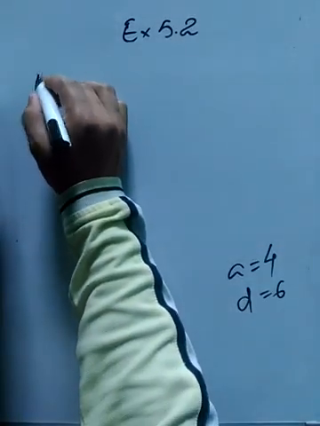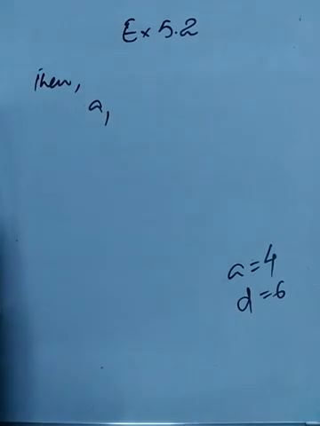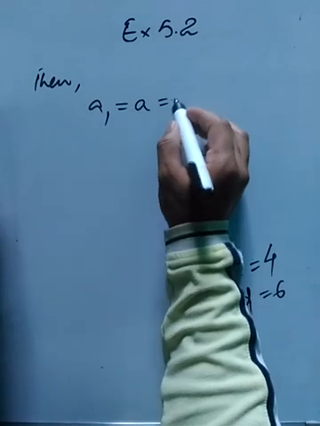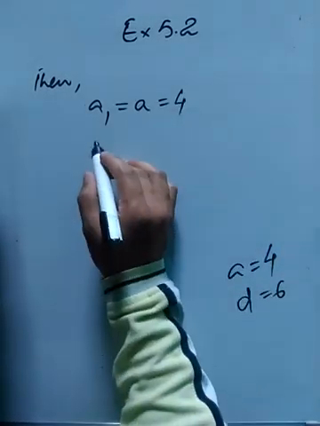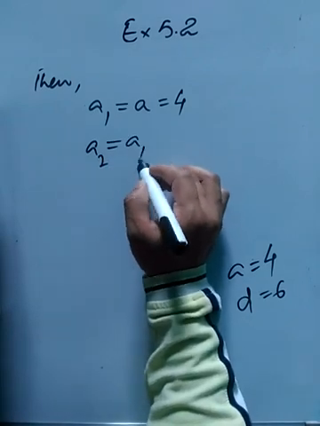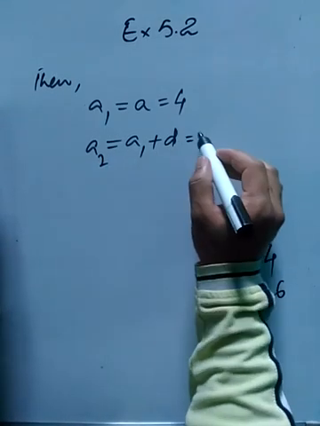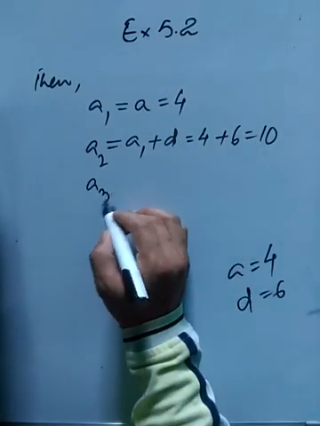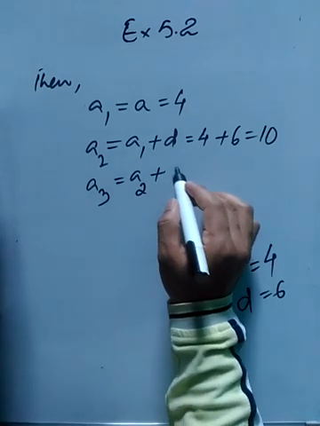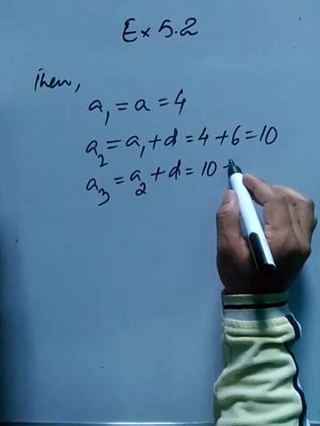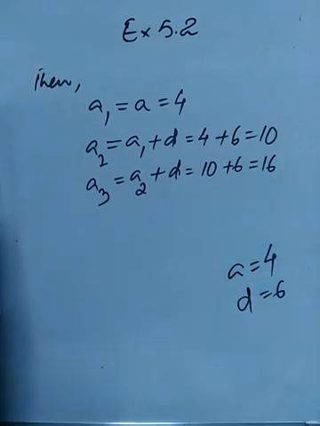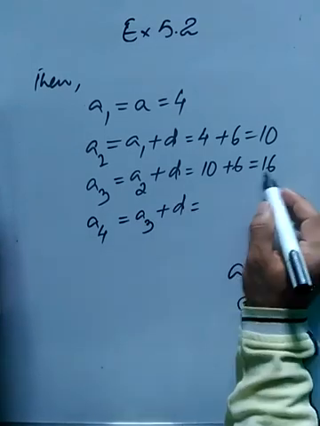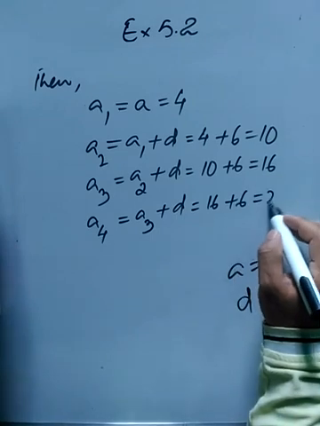Okay, so then a1 means the first term of the AP. A1, you can even write a as well, nothing wrong, but the value of a is 4. Next is a2. The second term means first term plus common difference. First term is 4, common difference is 6, so we get here 10. Next a3. Second term plus common difference. Second term means 10 plus 6, we get here 16. Then next a4. Third term plus common difference. So here 16 plus 6, we get here 22.